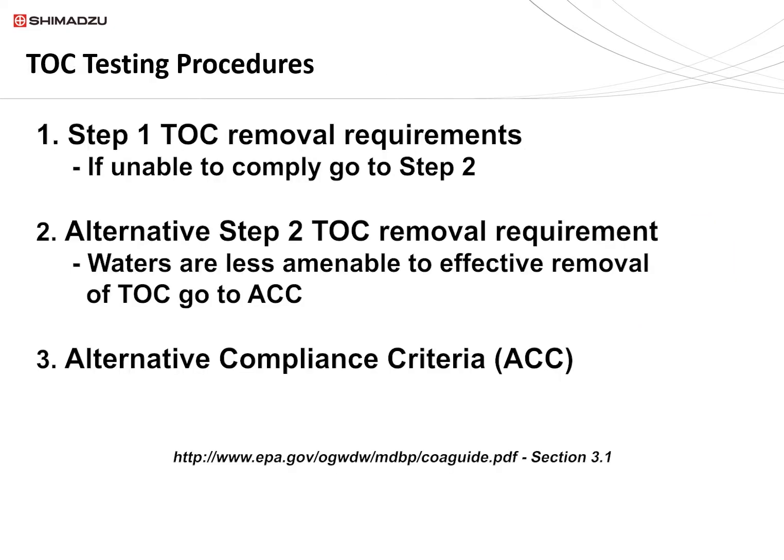TOC testing procedure involves 1, 2, or possibly 3 steps. Step 1 involves reducing TOC by specific percentages based on source water TOC and the alkalinity. If those percentage TOC reduction levels cannot be achieved, then a step 2 jar test is performed in which a new removal rate is established. Some waters are not amenable to effective removal of TOC, so there are alternative compliance criteria, or ACC.